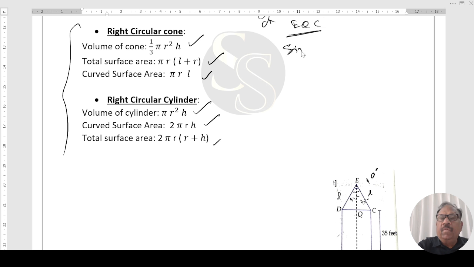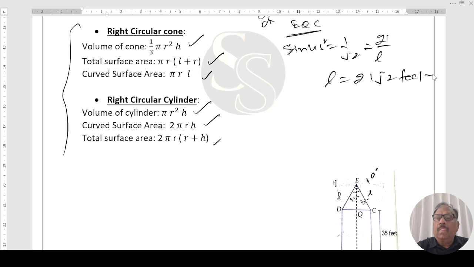sin 45, that is 1 by root 2 equal to QC is 21 feet, perpendicular over hypotenuse, 21 upon L. L comes out to 21 root 2 feet. This is one of the answers.